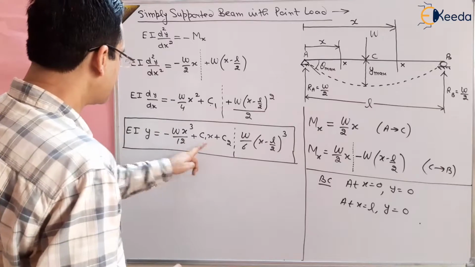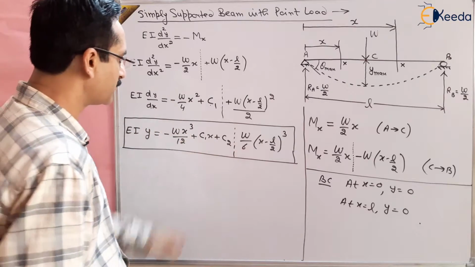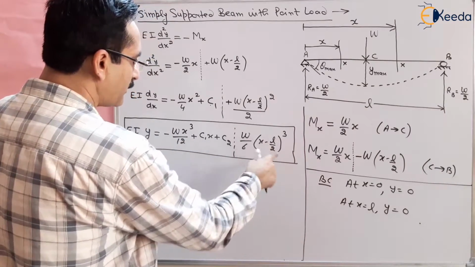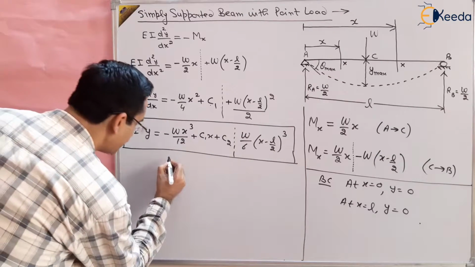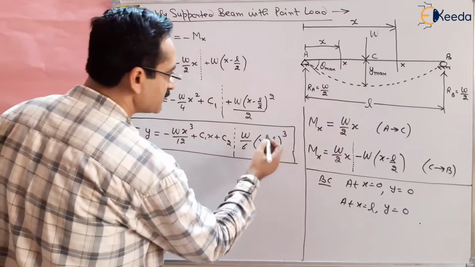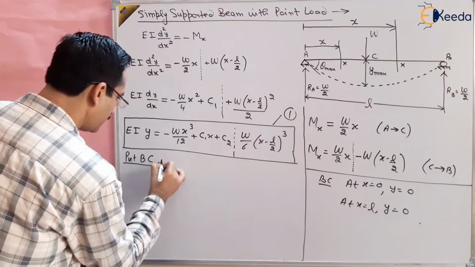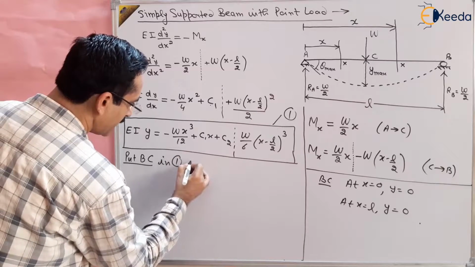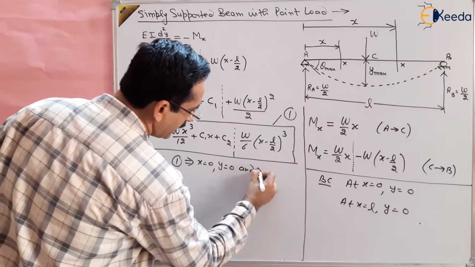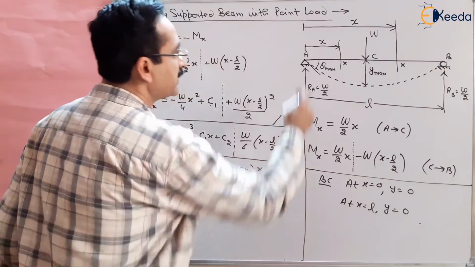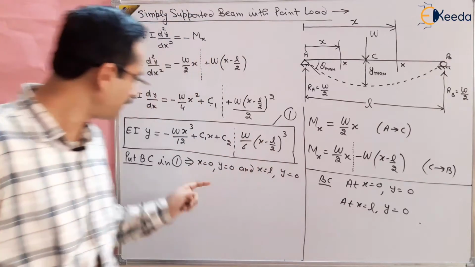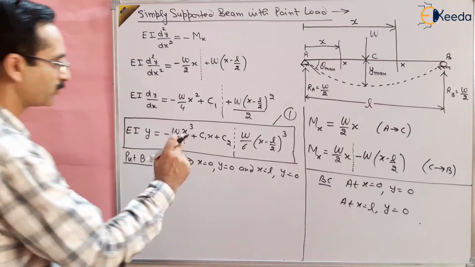Now put the first boundary condition, that y is equal to 0 when x is equal to 0. So when x is equal to 0, this becomes 0, this will become 0, and this will become WL by 2. So you will get finally C1. So put boundary conditions in this equation. Suppose this is equation number 1. In 1, what are the boundary conditions? That x is equal to 0, y is equal to 0, and x equal to L, y is again 0, because there is no deflection at the supports. Put it in this equation and you will get the two unknowns C1 and C2.